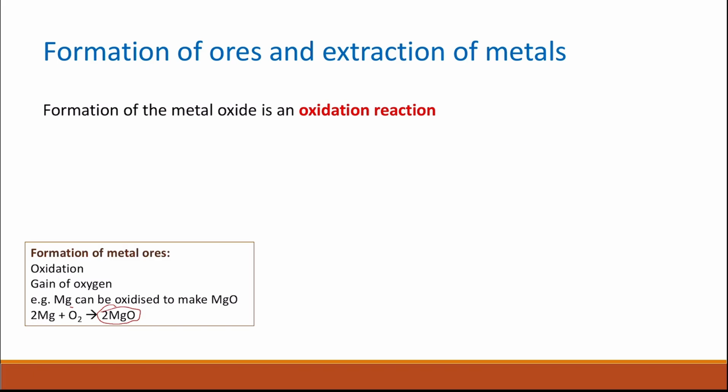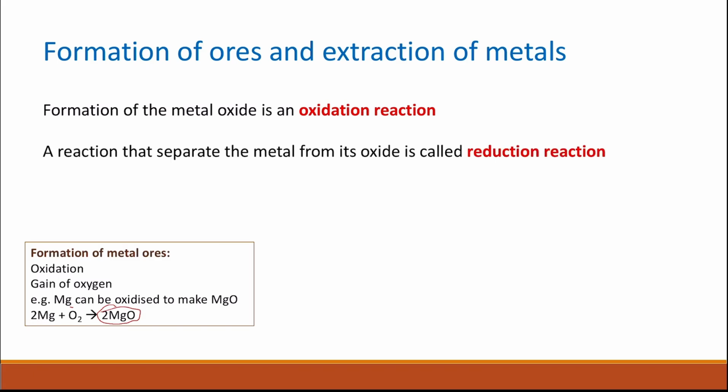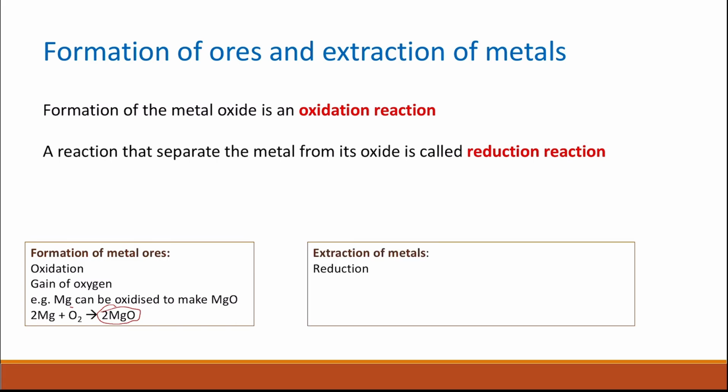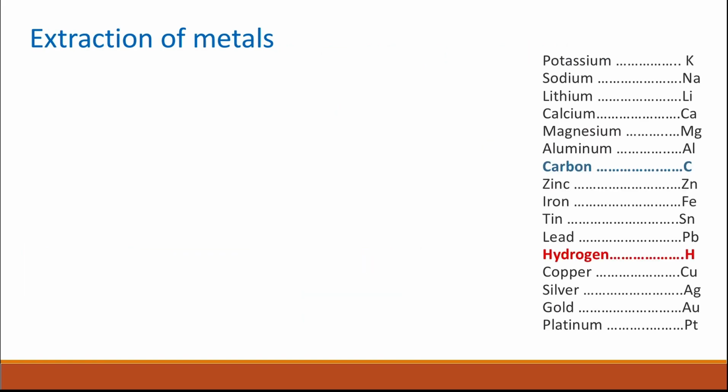This is an oxidation reaction, while a reaction that separates the metal from its oxide is called a reduction reaction. So we have extraction of metal as an example of reduction, where there is a loss of oxygen. Copper oxide, as one of the ores, can be reduced to give copper metal. So copper oxide with carbon will give you the copper itself and carbon dioxide.